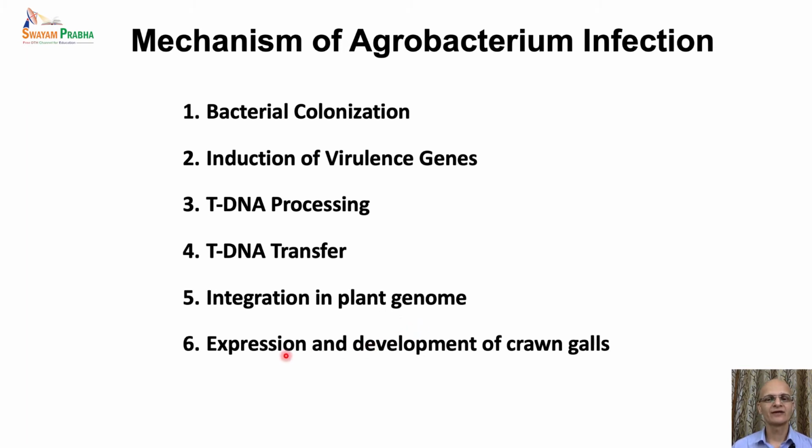Finally, when the T-DNA is integrated into the host genome, the plant is not able to differentiate it from its own DNA, and it is transcribed or expressed as a plant's own component. And ultimately, the components which are coded from this T-DNA while it is part of the plant genome cause the disease symptoms in the plants and cause the crown gall tumors. Let's learn about these various steps of infection in a little more detail.